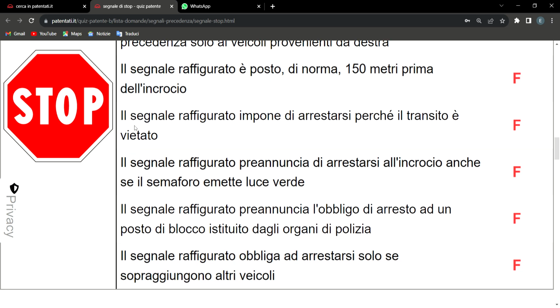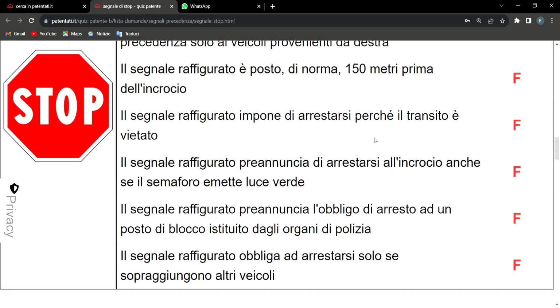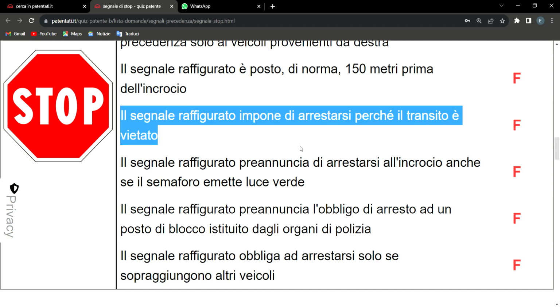It says "il segnale raffigurato impone di arrestarsi perché il transito è vietato." So it says this very sign that is here means you have to stop because for you to transit is forbidden. No, it's not that transit is forbidden. You have to stop because the sign instructs so. And again, you have to stop so that you will give way to other vehicles that are transiting before you enter. So this is the reason why this one is false.